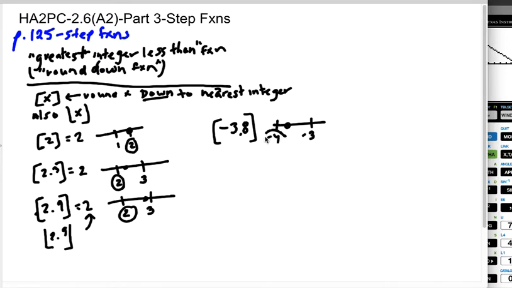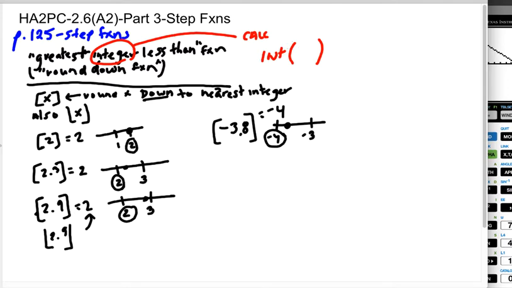You're rounding down, so you are rounding to a negative 4, okay? That's what the round down function looks like. Now, in your calculator, because it is called the greatest integer less than, so I'm going to highlight that it says integer, in your calculator, this is called the int function. It's int and then parentheses. So you're not using brackets, it's int. I'm going to show you how to find that in a sec.